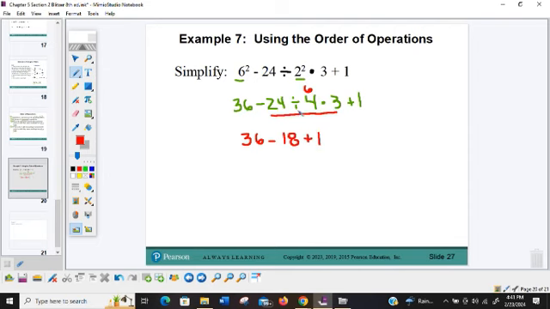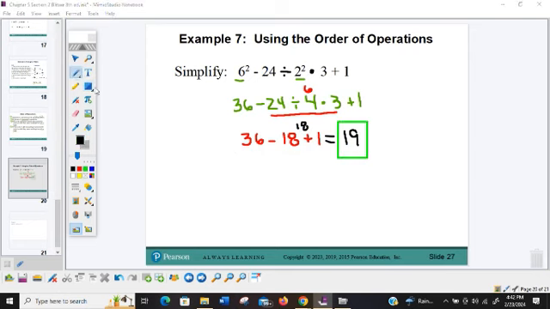So 24 divided by 4 was 6. And then I go from left to right. So 6 times 3 is 18. And I bring down the plus 1. Now we're going to finish it by doing left to right addition and subtraction. That's all that's left. So 36 minus 18 is 18. And then 18 plus 1 gives me 19. So the answer to this problem is 19.